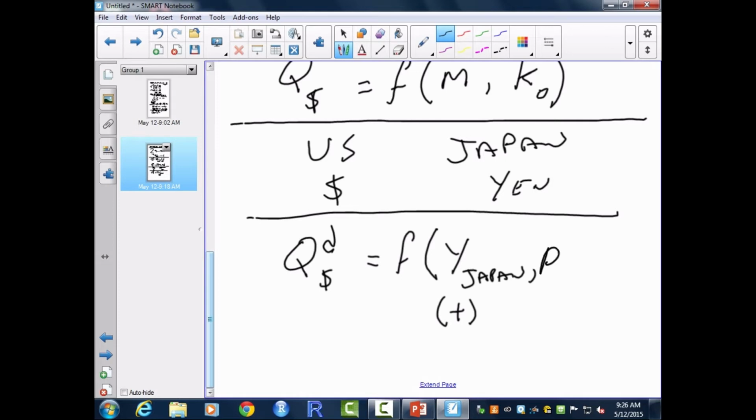In addition, R, which is the exchange rate between US dollar and the Japanese yen. When the dollar is strong, that means Japanese yen is weak. They wouldn't want to buy as much of our product, therefore they would not have as much demand for US dollar. Therefore, the relationship between the exchange rate, the value of dollar in terms of Japanese yen, and quantity demanded for dollar would be negative.